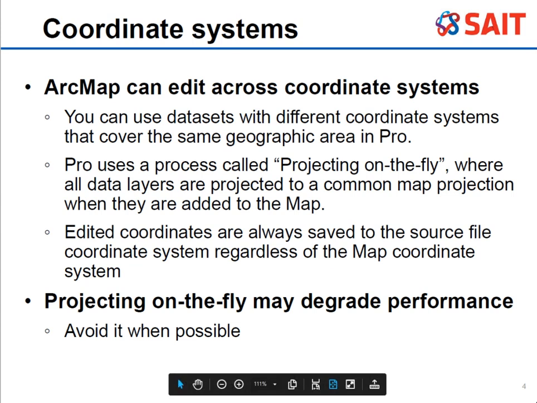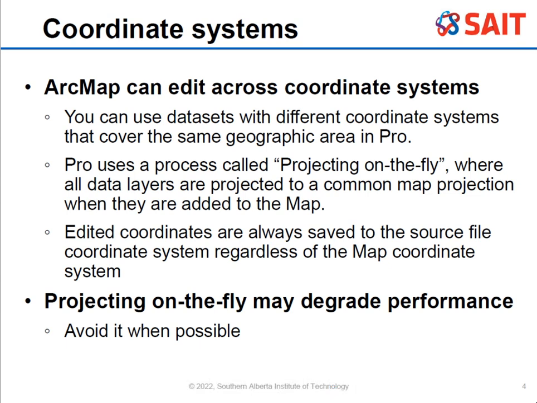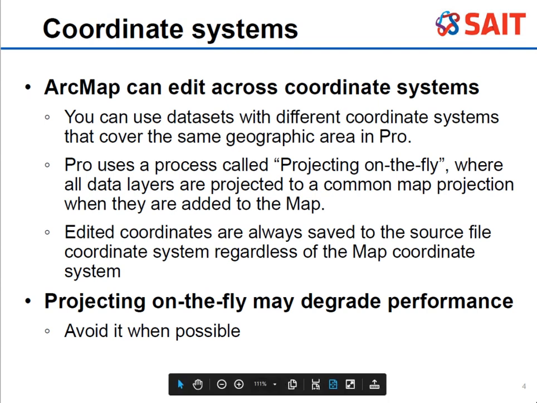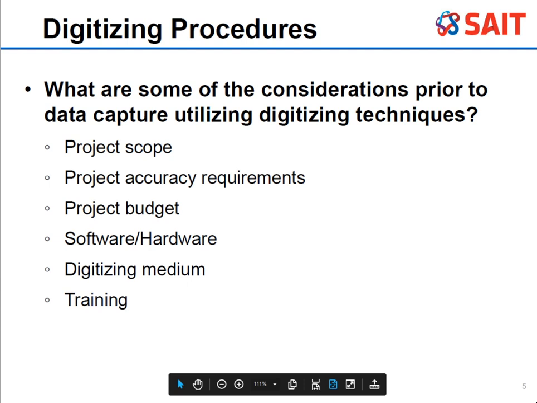Projecting on the fly can degrade performance. So when you bring in data, reproject it before you start trying to do anything with it on the map, because it doesn't necessarily keep up with the speed, and if you have too many data sets open that are projecting on the fly, you could end up with additional errors. So it just makes it more stable.